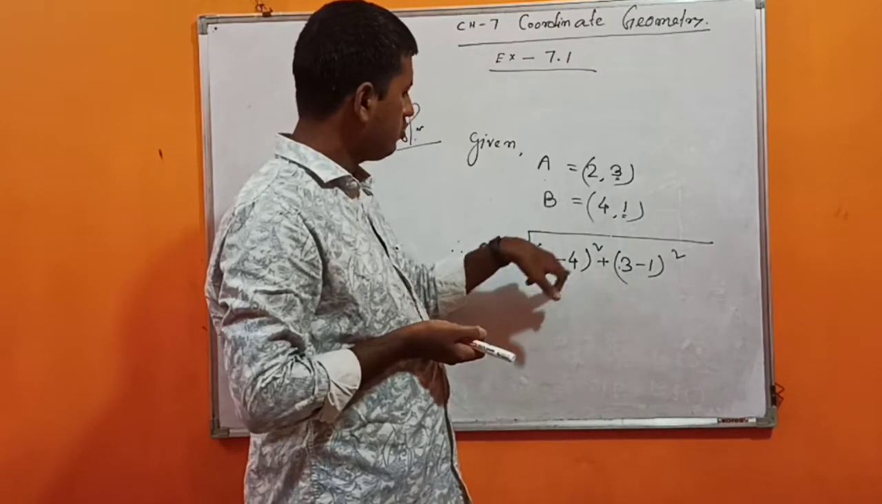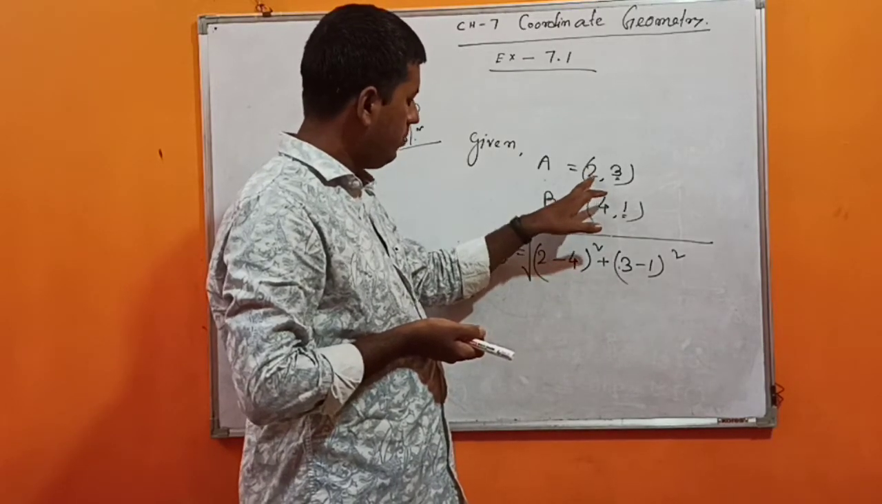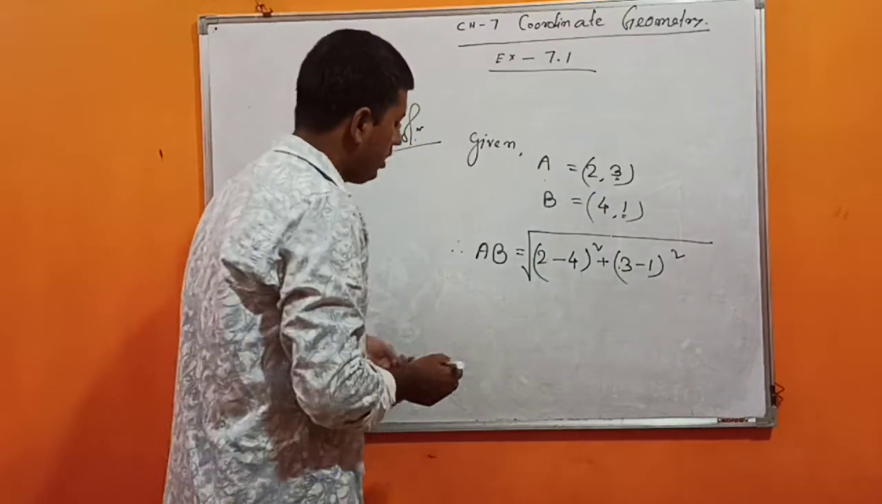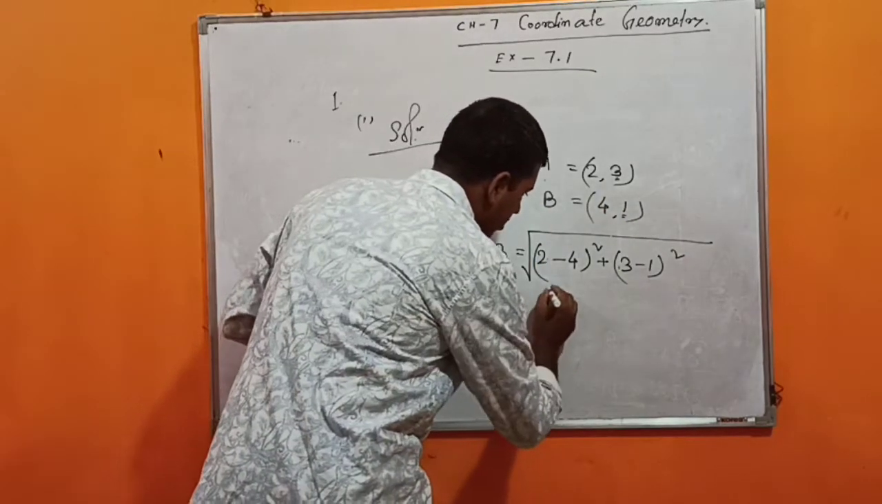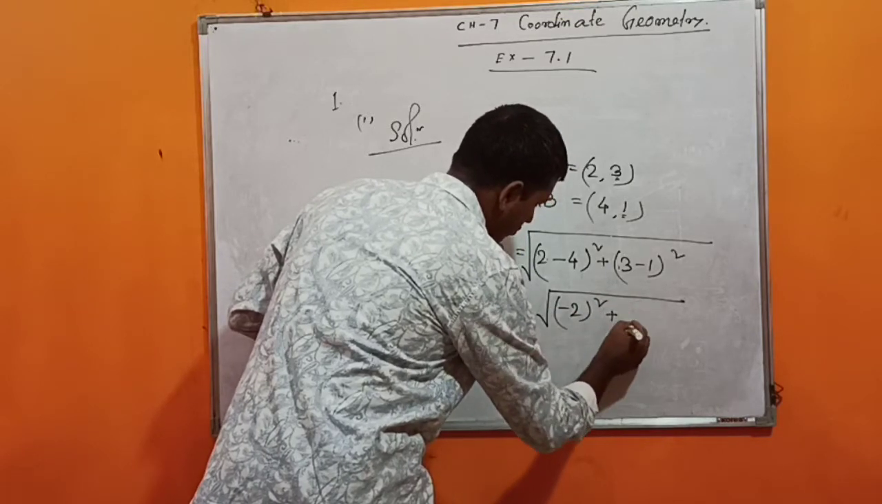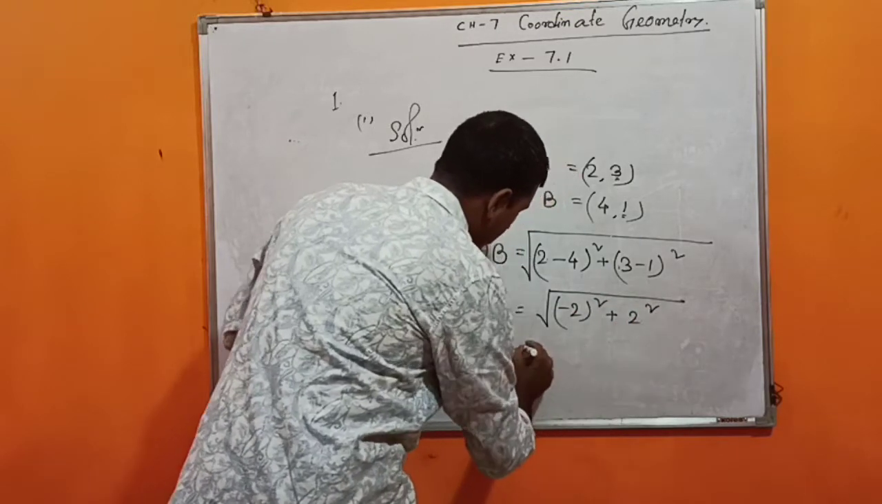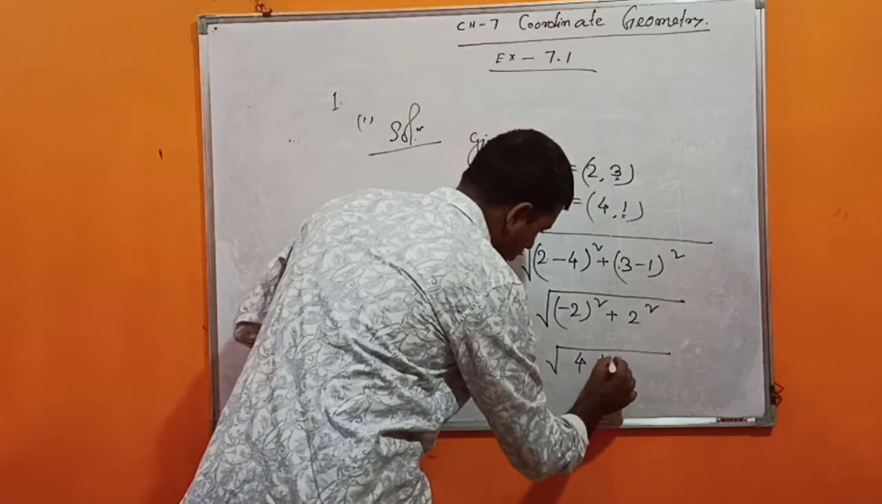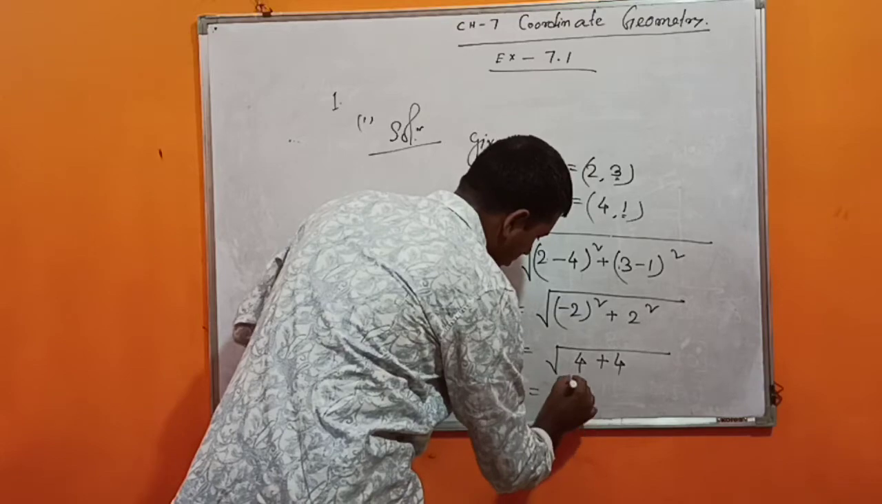Root over, within square root we have to write (2 minus 4) whole square and (3 minus 1) whole square. So now we are simplifying this. 2 minus 4 is minus 2 whole square. 3 minus 1 is 2, 2 square. So minus 2 square is 4 and 2 square is also 4, equal to root 8.